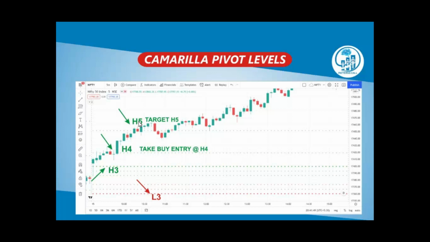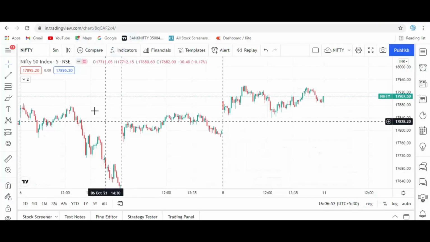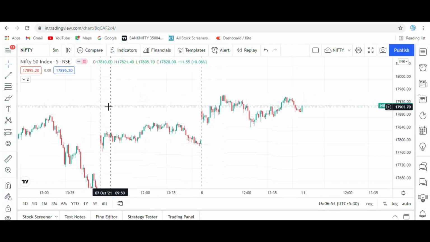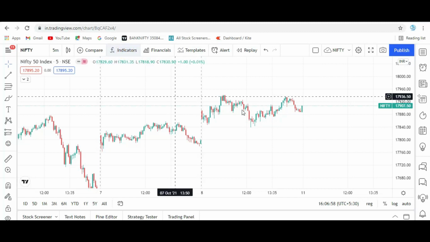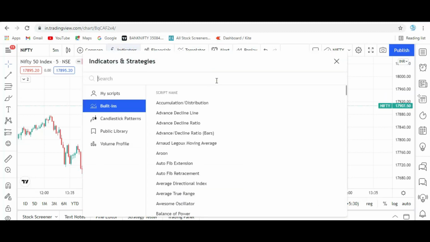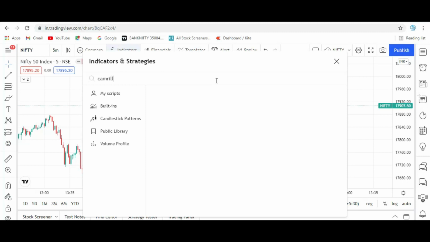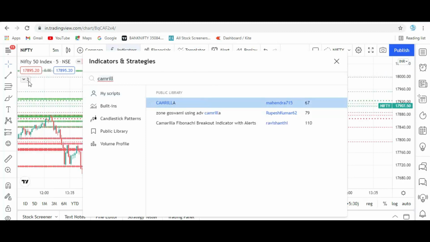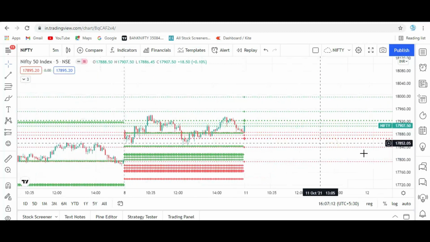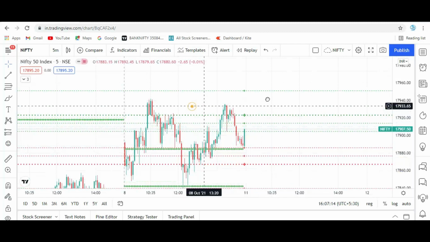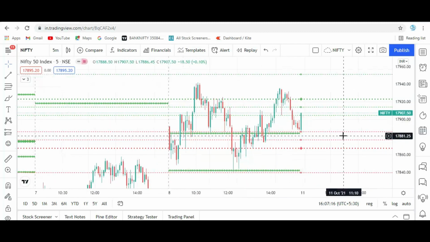Then we will see how to apply it in the TradingView software. Come, let's go to the chart. This is the Nifty chart. Go to the indicator step, just click, then type Camarilla. This is the Camarilla pivot. The indicator is applied here. Just enlarge the price.